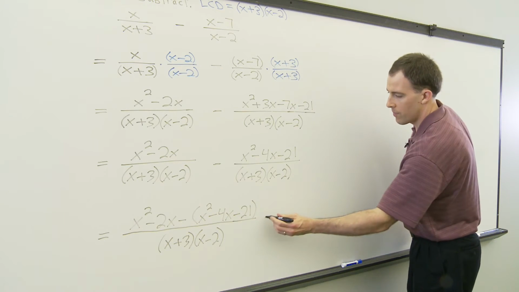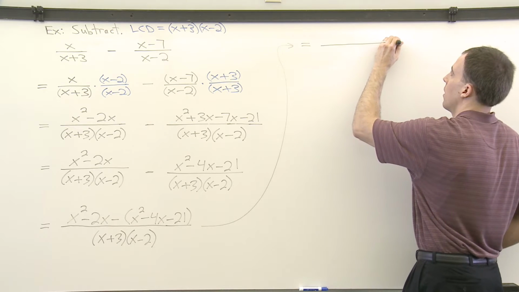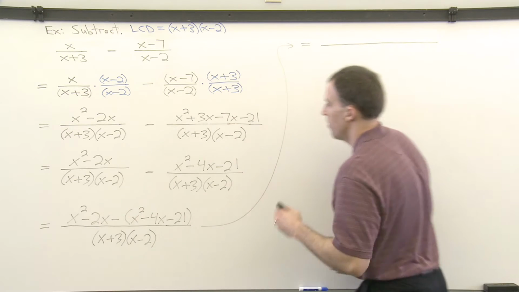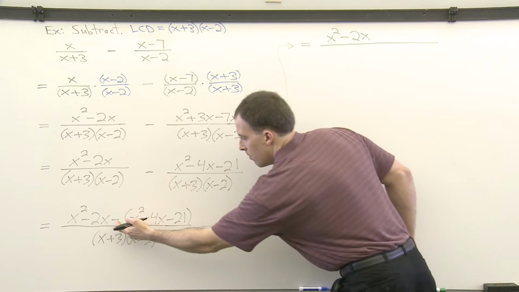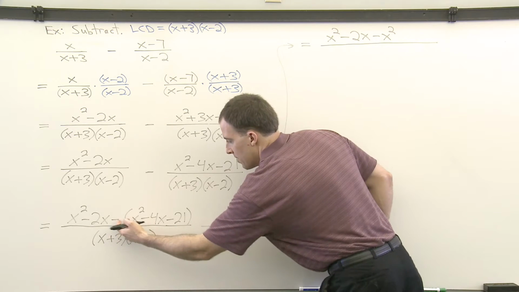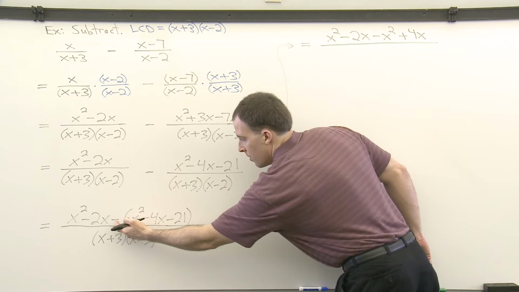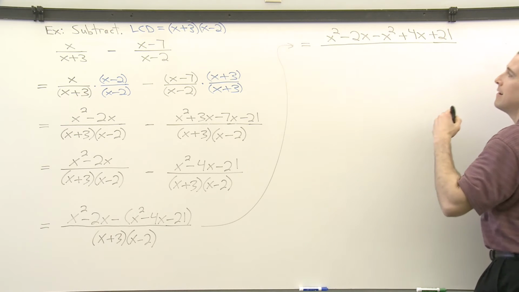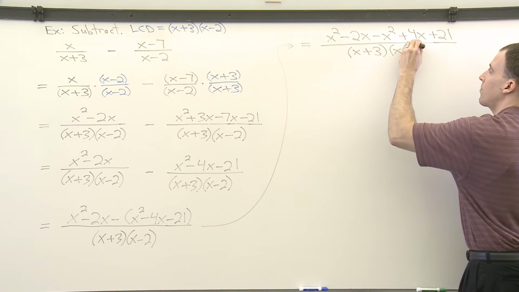So from there, let's see, this equals, let's distribute this negative sign to all three terms from the second numerator. So we've got x squared minus 2x, and then minus x squared, minus a negative 4x, that's a double negative which converts to a positive, plus 4x. And then once again, a double negative on the 21 converts it to a positive 21. And that's all over top of x plus 3 times x minus 2.